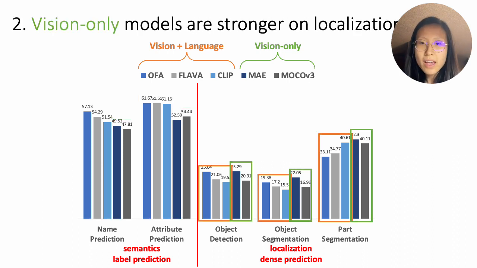However, on the other three tasks that require more localized, dense predictions, vision-only models are better. As shown here, on these three tasks, object detection, object segmentation, and part segmentation, vision-only models are stronger than vision and language models. So our finding number 2 is that vision-only models are stronger on localization.